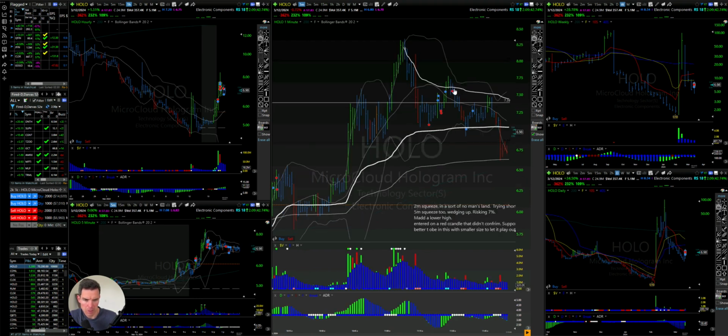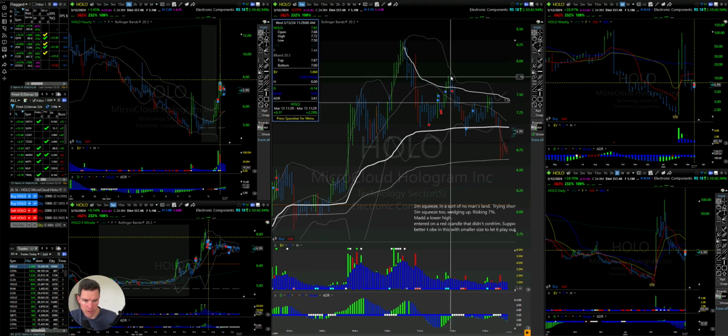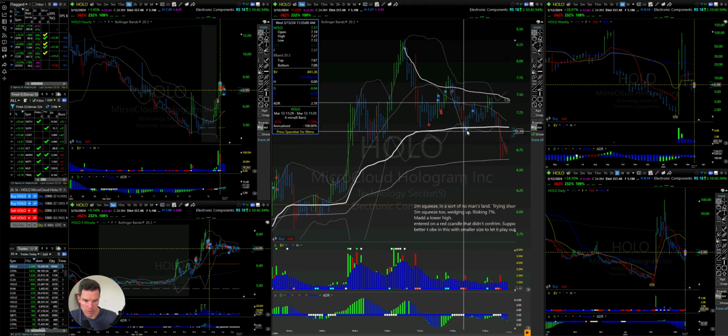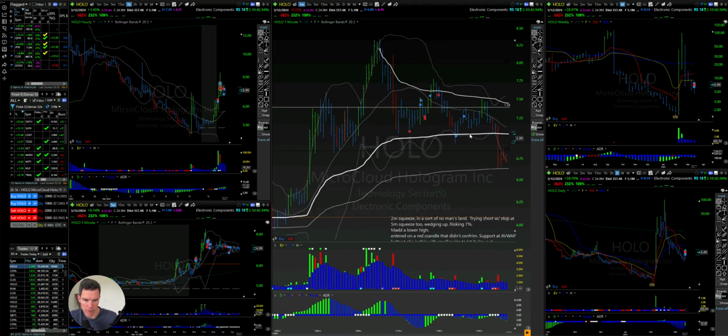But anyway, it came up here and made a lower high. So I was able to enter a short with my stop right there, a tight stop. If you look at the risk reward on it, I'm risking 3% to make 6%, essentially 2-to-1 risk reward. So that's a nice trade. And then I left a little runner on. Altogether, that was probably the trade of the day.